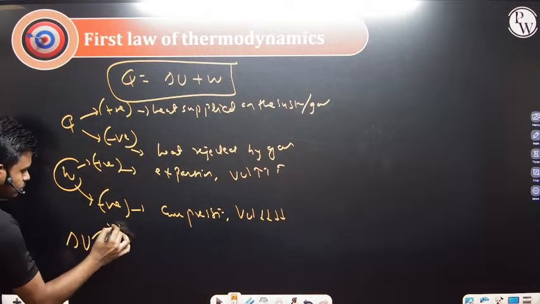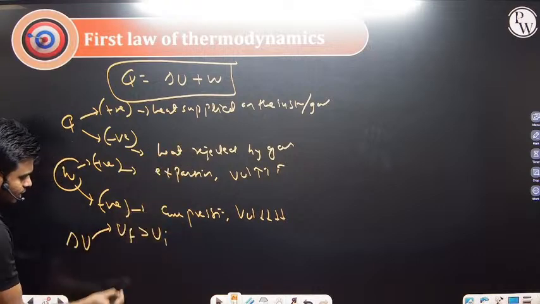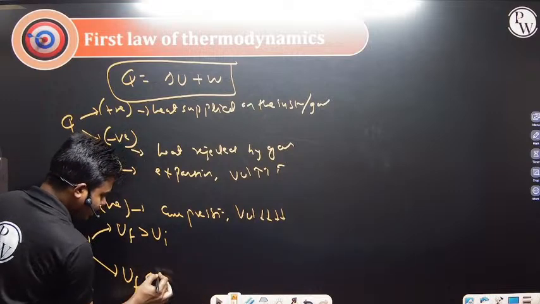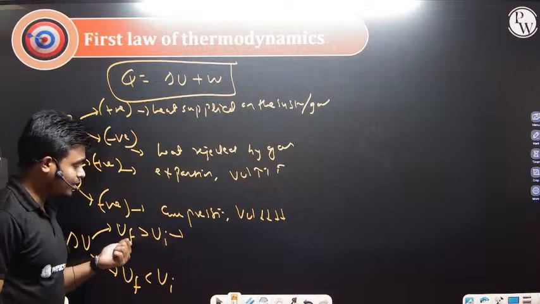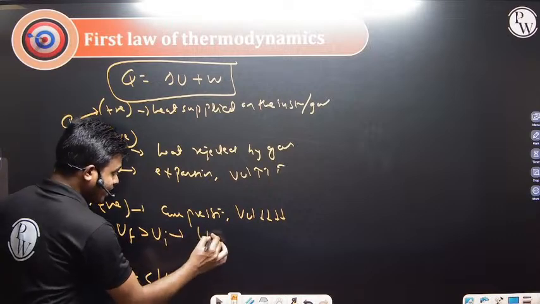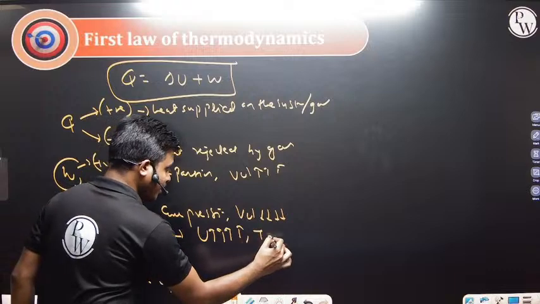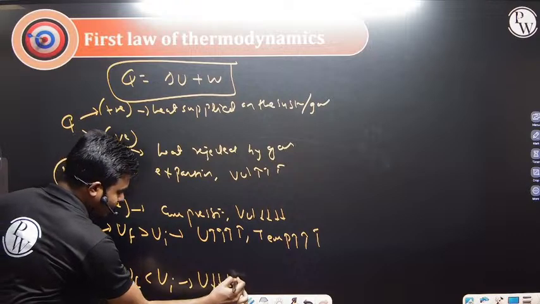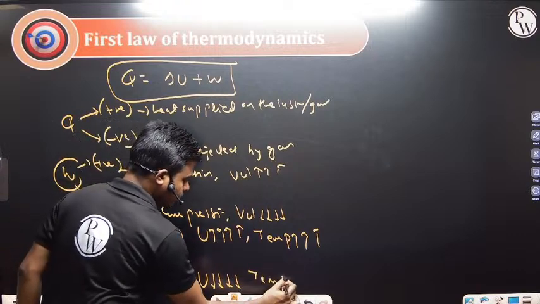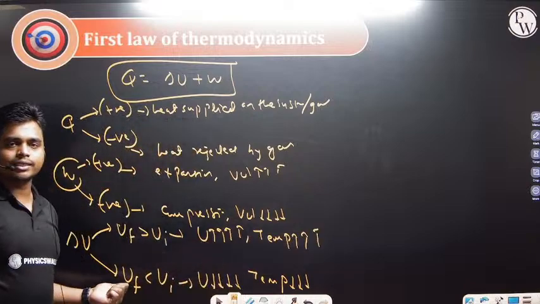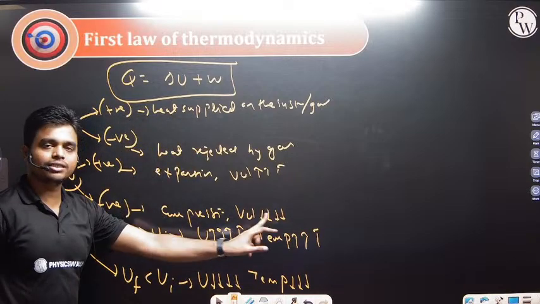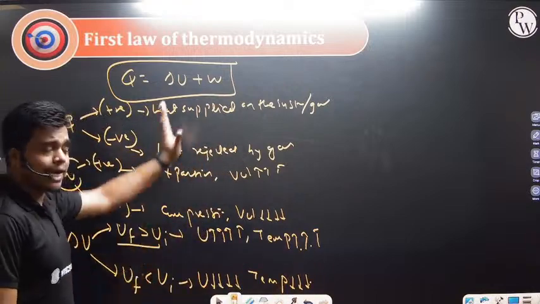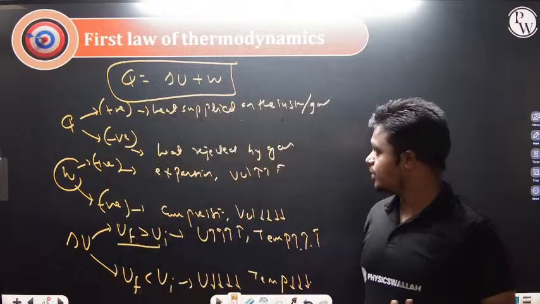Next, delta U positive. If final internal energy is more than initial internal energy, delta U is positive. If final is less than initial, in that case delta U will be negative. So delta U positive when final is more, initial is less, that is U increases, or temperature increases. Delta U negative if U decreases, or temperature decreases. Here the gas is becoming hotter, here the gas is becoming cooler. So these are the sign conventions that we have to write along with the formula Q is delta U plus W.